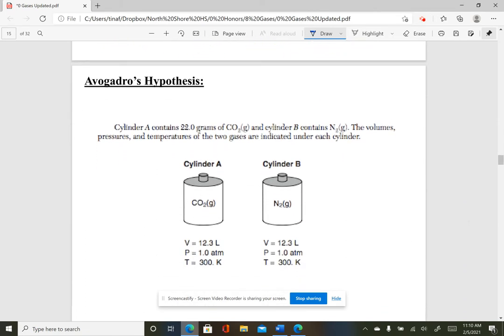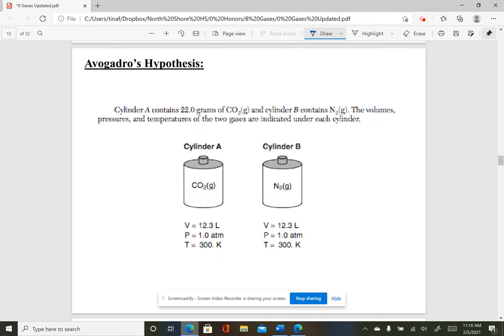Okay, Avogadro's hypothesis. So guys, Avogadro's number is 6.02 times 10 to the 23rd molecules. What he said, he studied gases. He said if 2 gases have the same volume, temperature, and pressure, they will also have the same number of molecules.